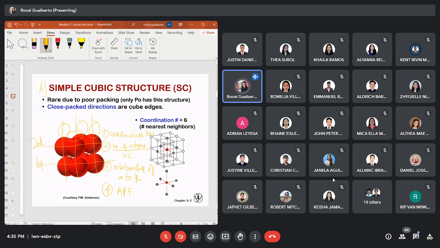Okay, so isa-isahin po natin. Sa bawat structure na i-discuss natin, aalamin natin yung apat na yan. Okay, so unahin nga po natin itong simple cubic.